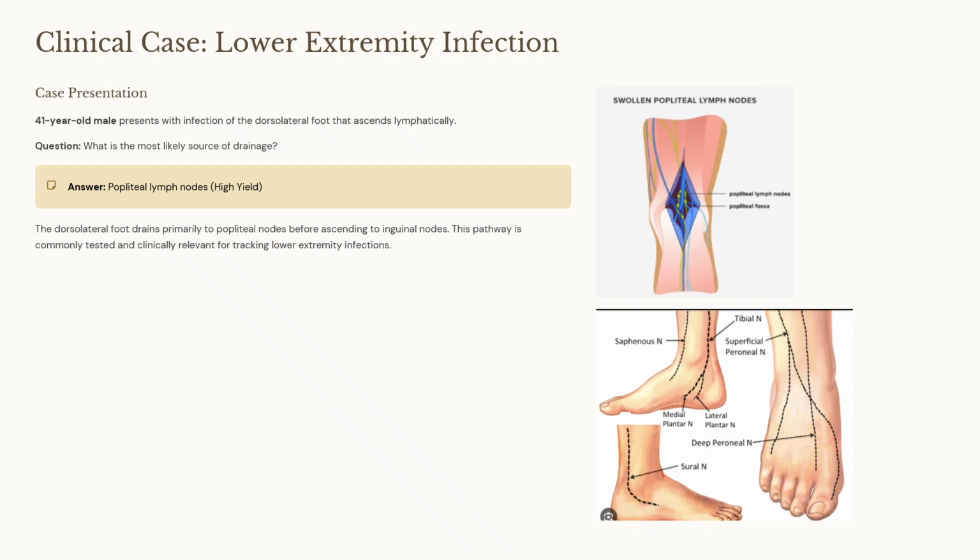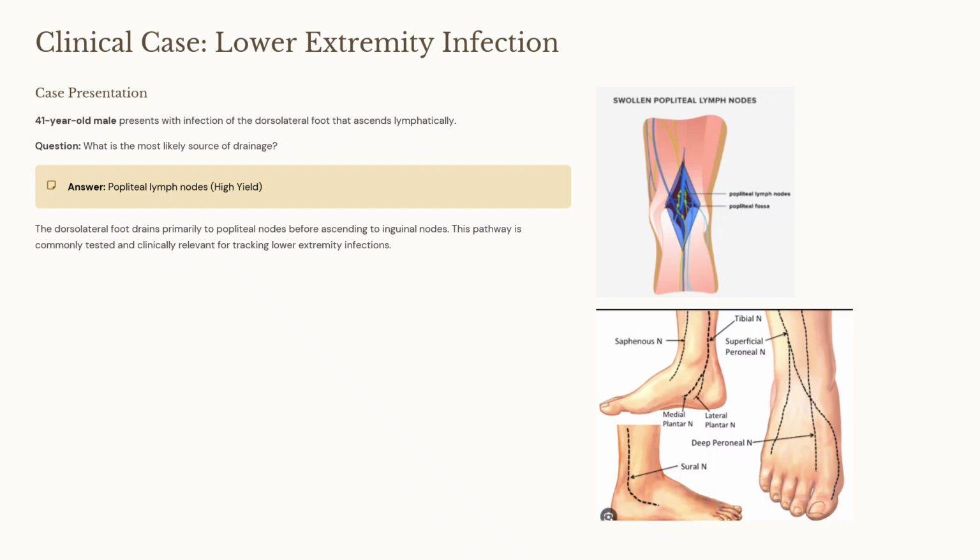Here, the dorsolateral aspect of the foot, the dorsum and the lateral aspect of the foot, drains to the popliteal lymph nodes. For example, a classic question might be: a 41-year-old male develops an infection of the dorsolateral foot that spreads through the lymphatics. Which lymph nodes are first affected? And the answer is the popliteal lymph nodes. To summarize, the popliteal nodes drain the dorsolateral foot.